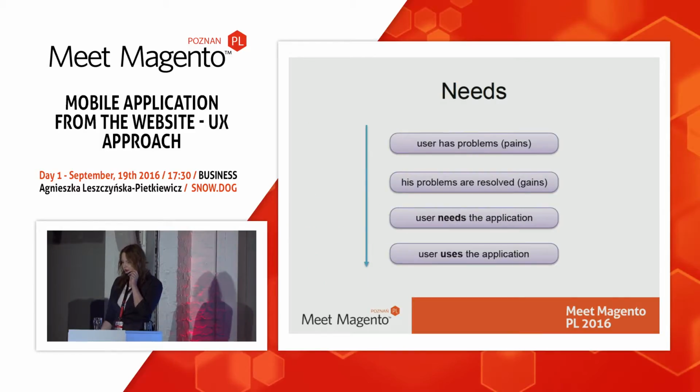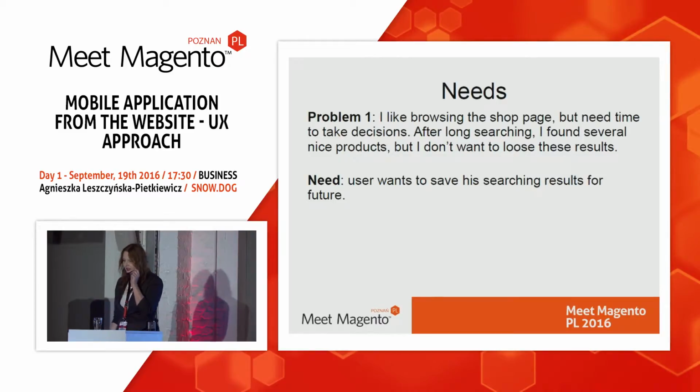So how to talk about it? A user has some problems, which are actually called pains. His problems are resolved, and that's called gains. So it means the user needs the application, and the user uses the application. It's pretty logical, but many people forget about it. So let's keep it in mind. Here's an example.